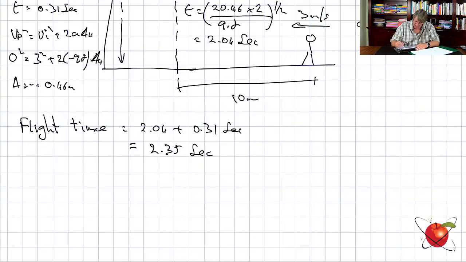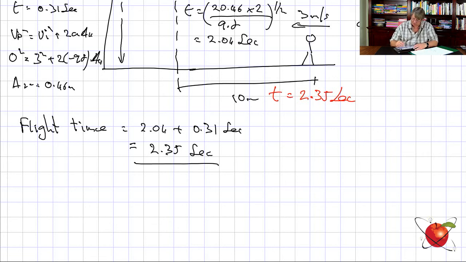And yes, I haven't taken the height of the person into account. In other words, I'm saying they can dive and get it if they have to, correct? So now I say, right, how long has this person got? They've got 2.35 seconds. So basically, I have now said that time here is 2.35 seconds.